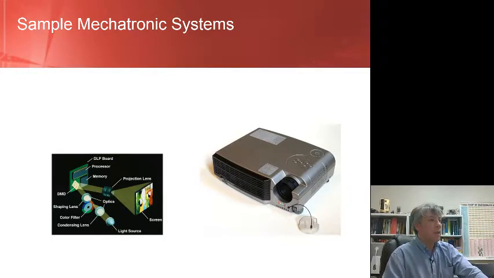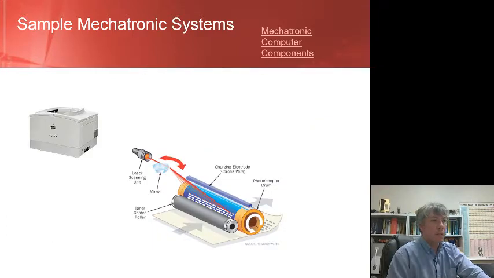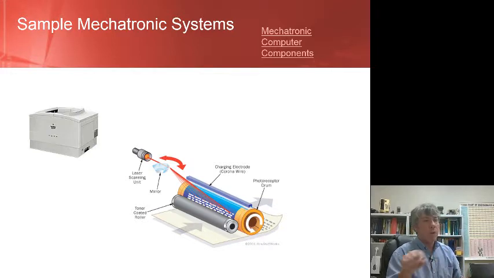Anyway, why is this system mechatronic? Well, I'll show you in just a second. We've talked enough about it. Here's another example of a mechatronic system. It's a laser printer. In a laser printer, there's a mirror that is rotated in order to shine the laser at the correct position.